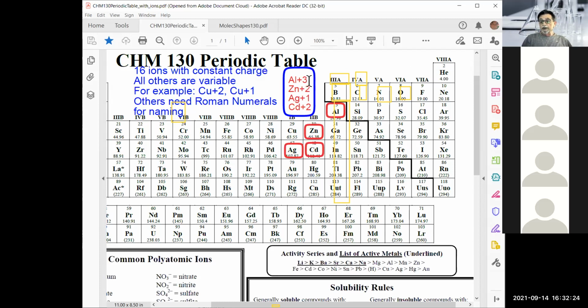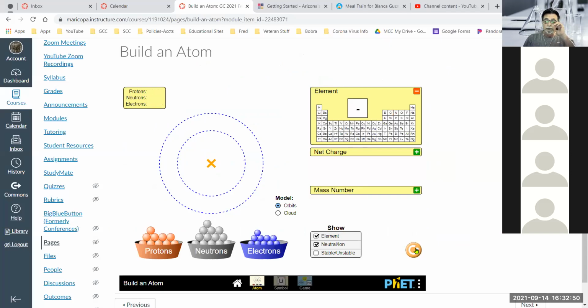Okay, and that's why you see in blue there, and we're going to talk about that blue, where you've got aluminum +3, zinc +2, etc., etc. So that is what happens to these elements that gain electrons or lose them. They become ions. All right, let's go back to that. All right, let me clear this up.